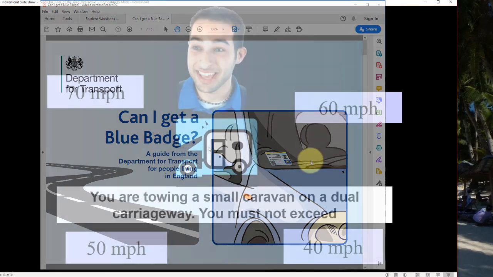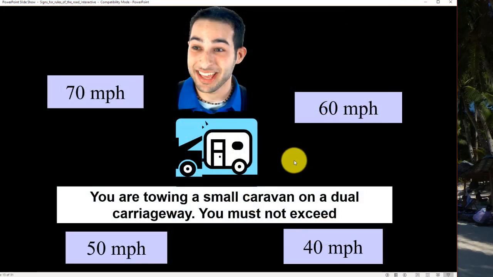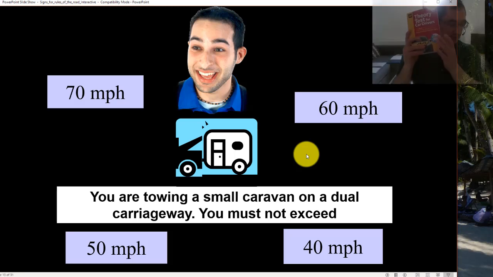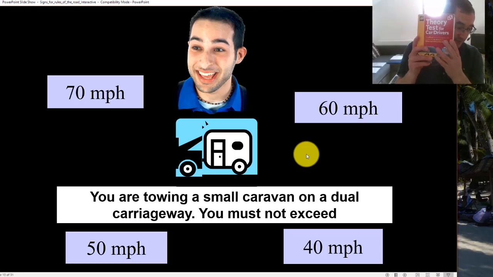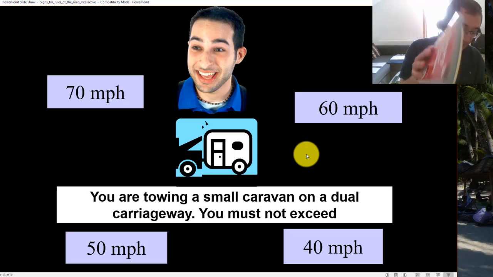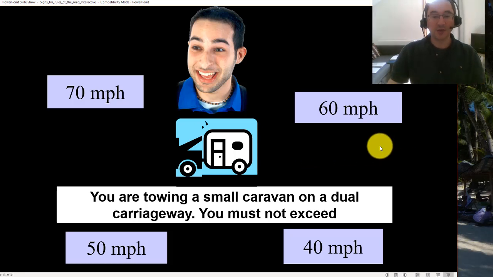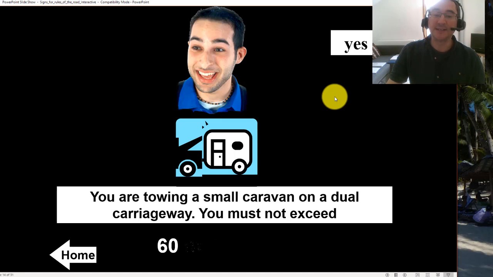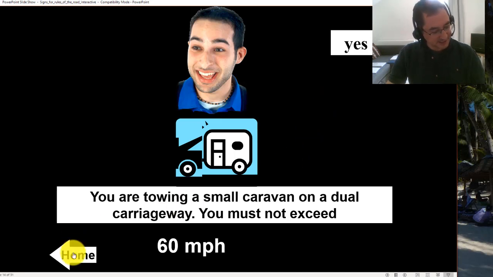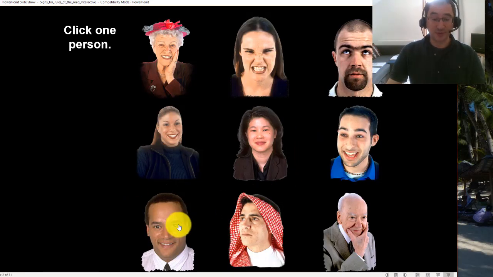Next one. You are towing a small caravan on a dual carriageway. You must not exceed what speed? Quick revision from what we did last week. It's in here, page 186, question 515. The speed limit on a dual carriageway is 60 miles per hour, the same as on a motorway.